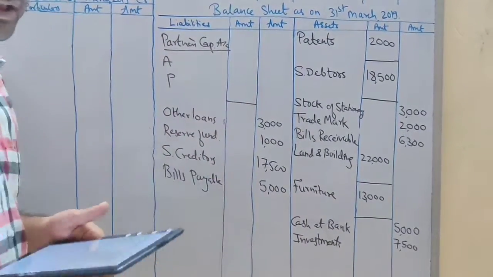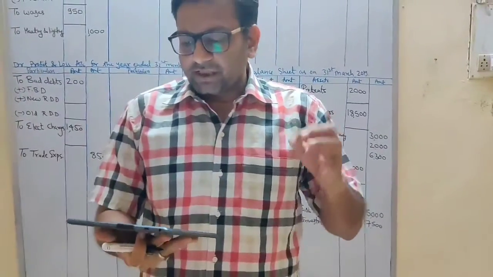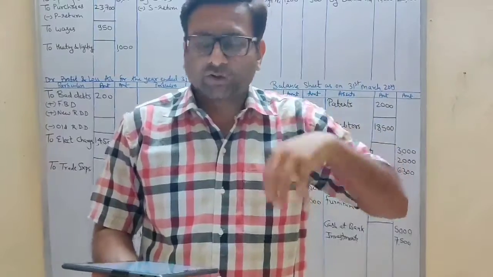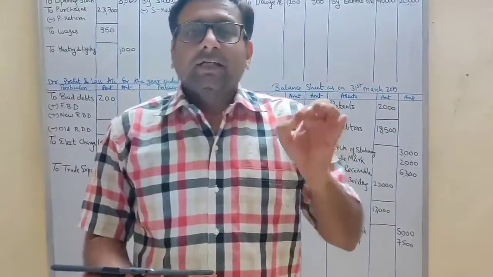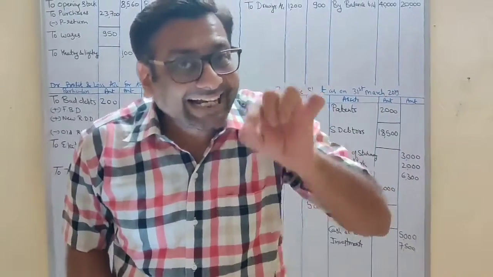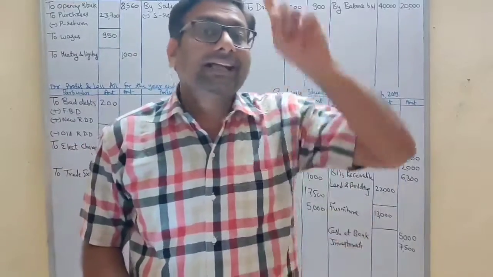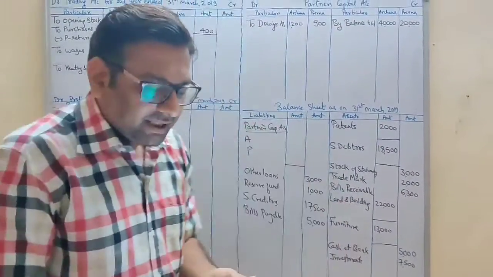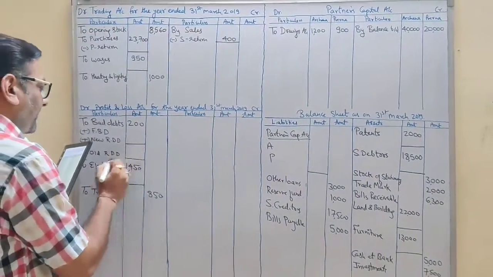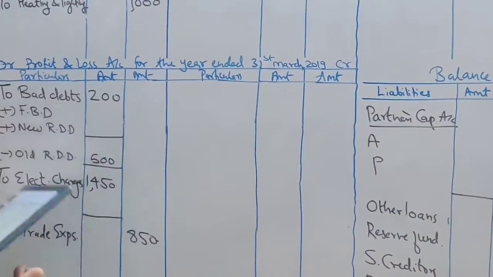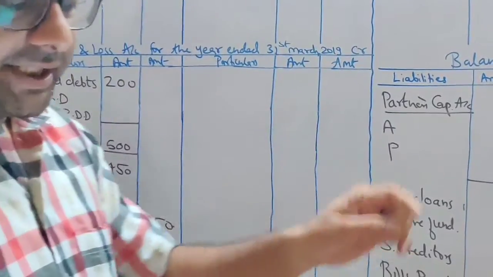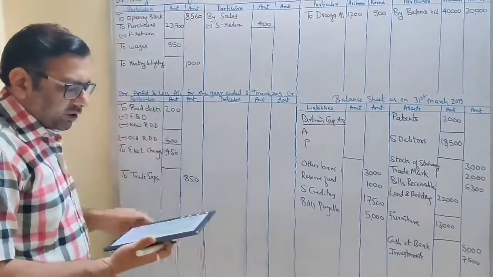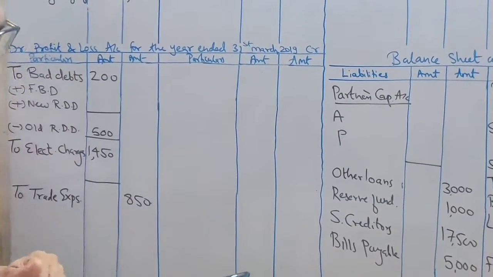Then RDD. Which RDD is this, students? If you have seen my previous video carefully, while I explained the bad debts format, I said that the RDD given inside the trial balance is always of last year, and last year's RDD is old RDD. So old RDD is 500. Write it right in front of old RDD. Remember, RDD in the trial balance is always old RDD. Write it in the format against old RDD.